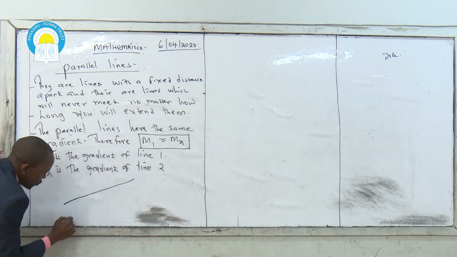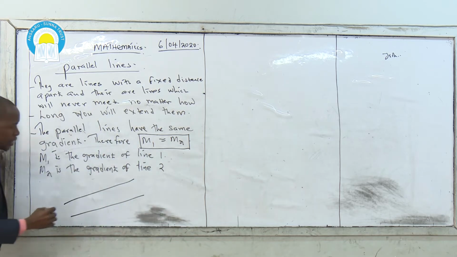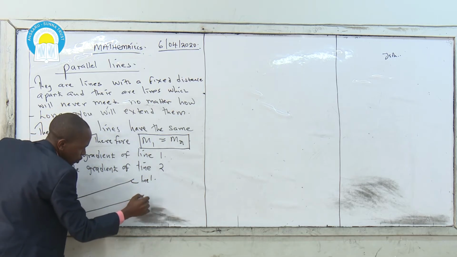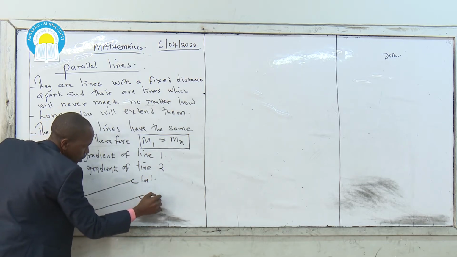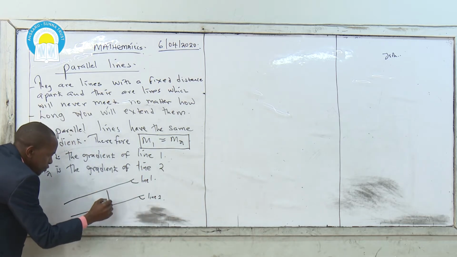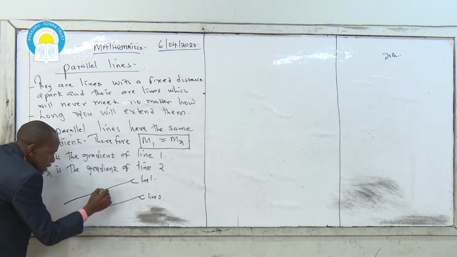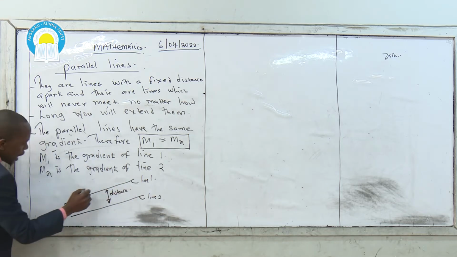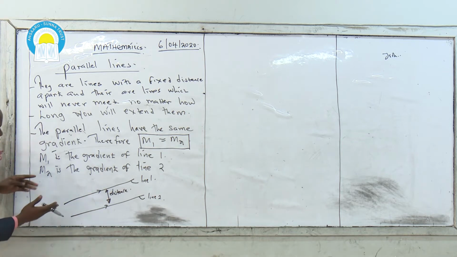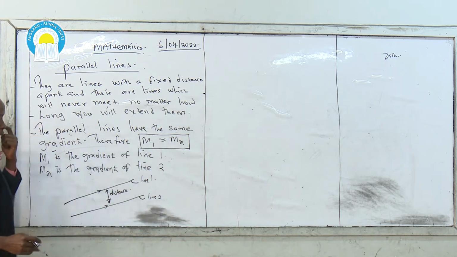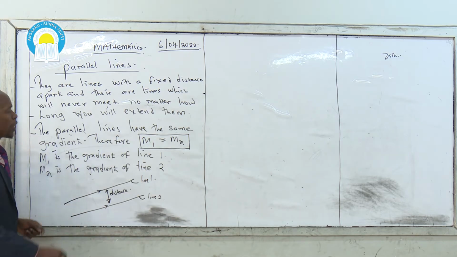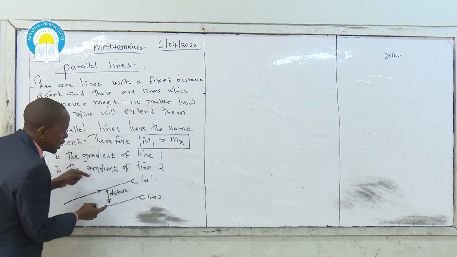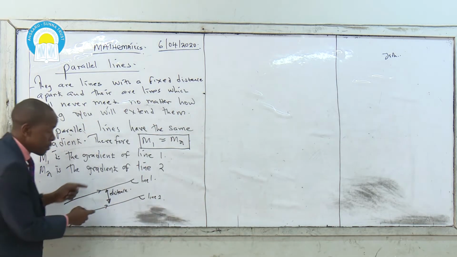For example, if we say these are the lines, this is line 1 and this is line 2. Now you realize they have a fixed distance apart. This distance here is fixed, right? And they are moving in the same direction, but they will not meet. However far you extend them, the lines are never going to meet.